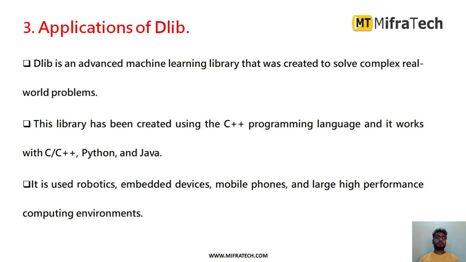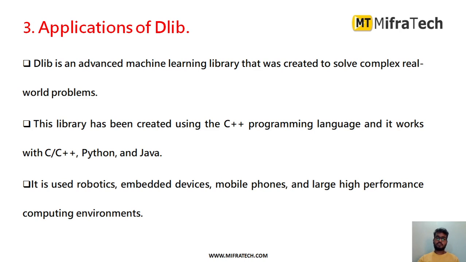So what are the different applications of Dlib? Dlib is an advanced machine learning library. As I told, it is mainly used to solve real world complex problems. You can do facial recognition and facial detection. All those are different applications used for security purposes. It is mainly created using C++ programming, but it works with C, C++, Python and Java.